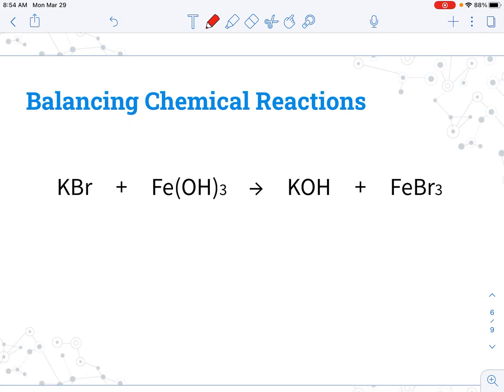We're going to see all of a sudden that we put in some polyatomic ions. Remember, a polyatomic ion is a series of nonmetals bonded covalently that carry a charge. So you see those with iron hydroxide as well as potassium hydroxide here. So there's a lot more elements here.